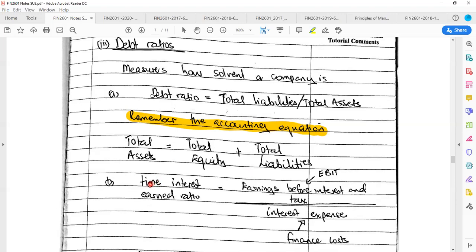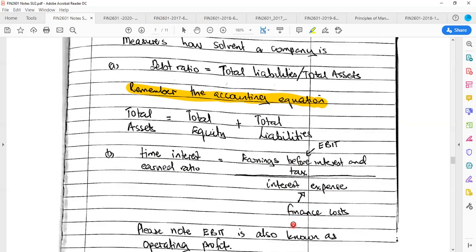Then there's also what we call the times interest earned ratio. This is the second debt ratio. This is also known as the interest coverage ratio. It's given by earnings before interest and tax, EBIT, also known as operating profit, divided by interest expense, which is also known as finance costs. So this ratio tells us how well the company is at paying its interest expense from its operating profits. The higher it is, the better.